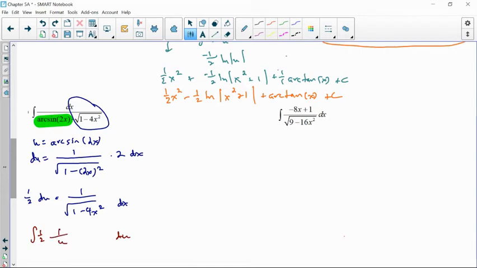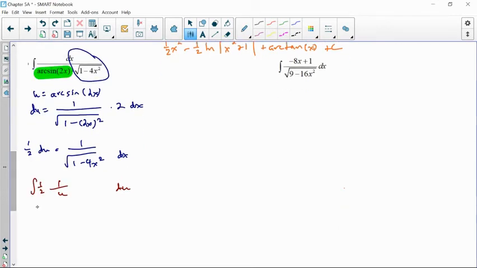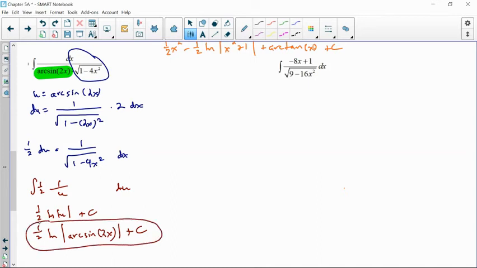So it just boils down to our natural log again. So 1/2 natural log of absolute value of u plus c. Again, little cumbersome because now we insert natural log of arc sine of 2x, and then plus c. Cool. And then our last one on this video.